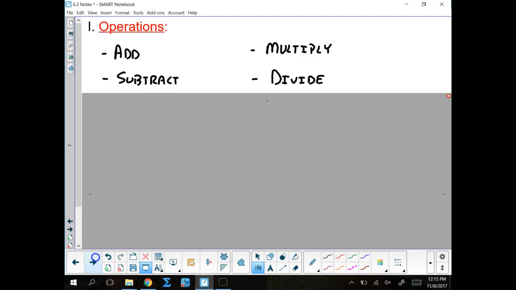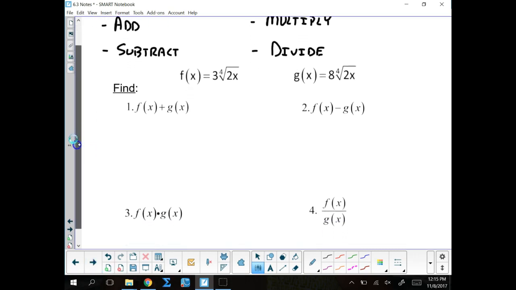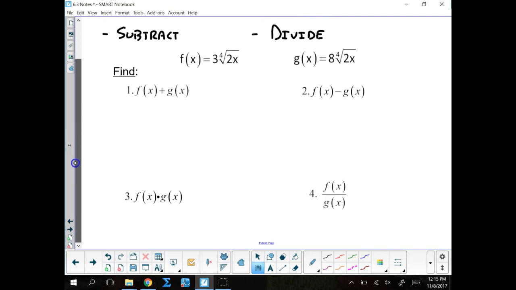Now, if life were only that easy, Nick. Right? Okay? So there's my two functions. I want you to add them. I want you to subtract them. I want you to multiply them. And I want you to divide them.